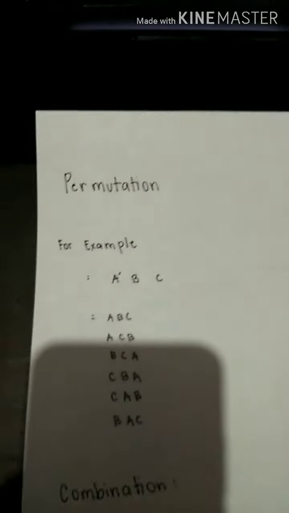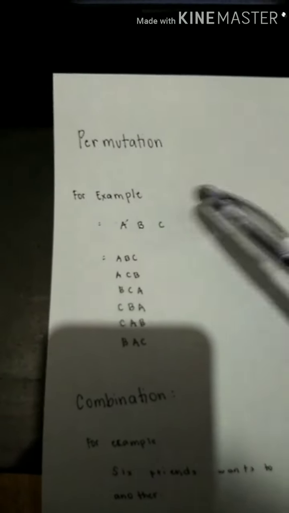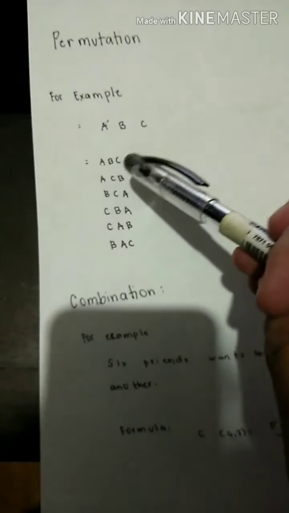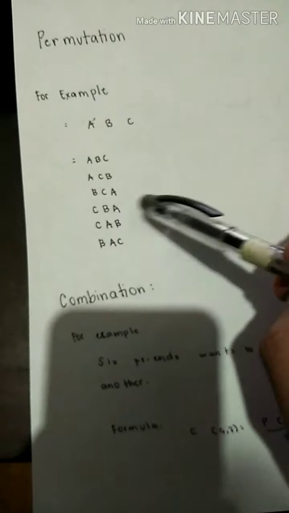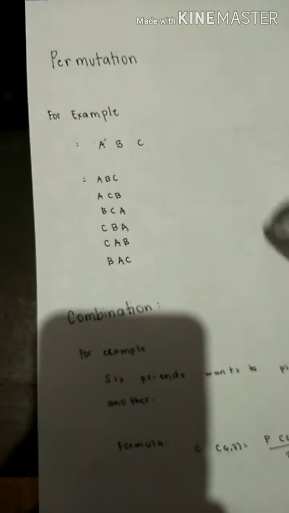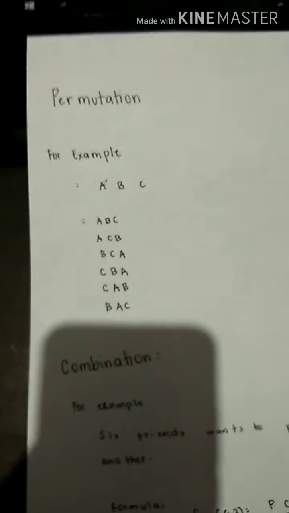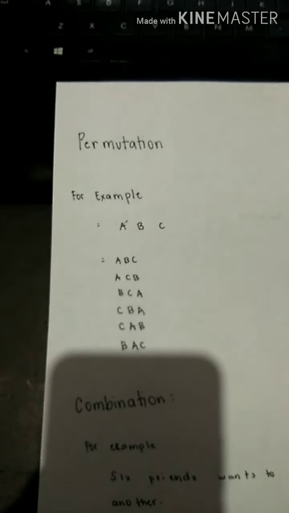For example, the different ways of arranging the letters A, B, and C. You can arrange them in many ways, like ABC, ACB, BCA, CBA, CAB, and BAC. ABC and CBA are not the same order of arrangement. It is different. A permutation is an arrangement of items or events in which order is important.